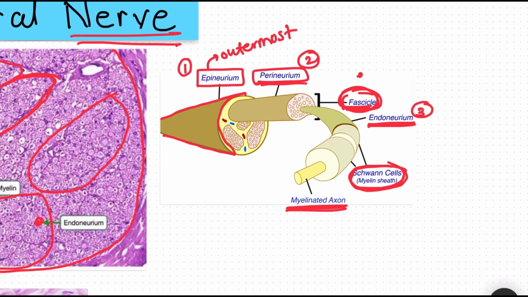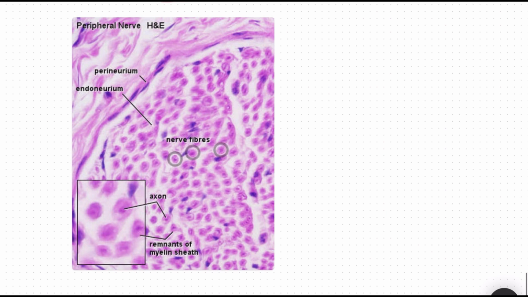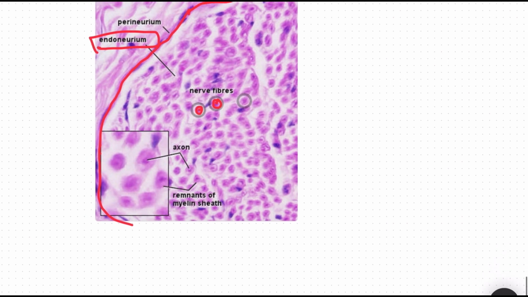Endoneurium is the innermost layer. You can again see here, this is endoneurium, which is the innermost layer. These dots are nerve fibers, which are surrounded by endoneurium, and this perineurium. Perineurium surrounds many bundles of fascicles, and then epineurium. Epineurium is not seen here, but you can see the structure of the axon. This is the axon, and then myelin sheath surrounds this axon.